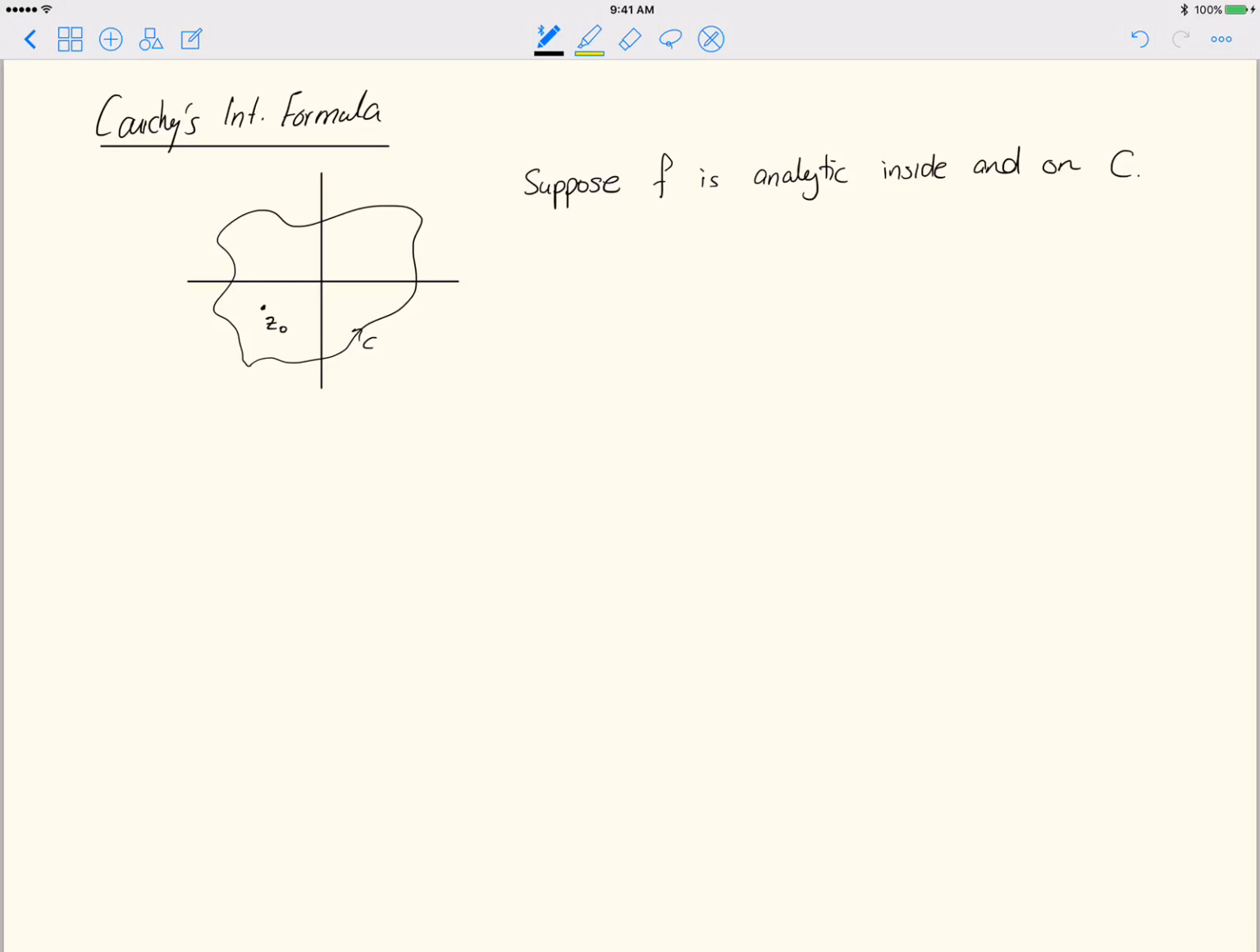Cauchy's integral formula says f of z0 is given by the following formula: 1 over 2 pi i, the integral around C of f of z over z minus z0, dz.